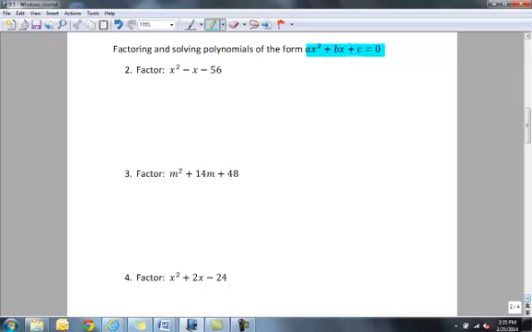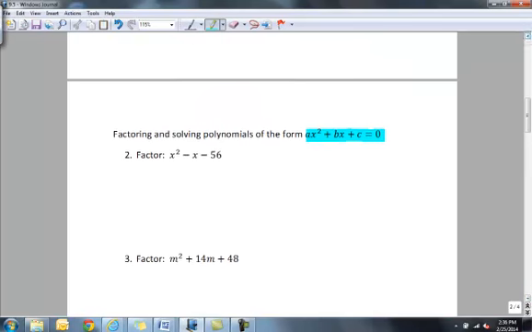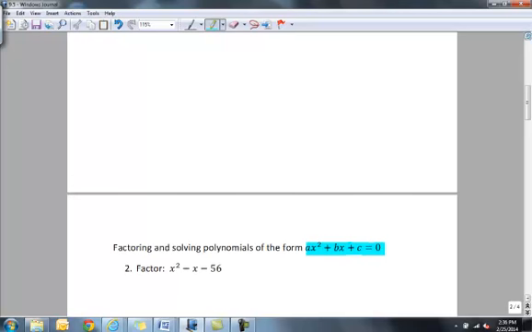So let's start off looking at number 2. x squared minus x minus 56. We're supposed to create a multiplication problem out of this, and right now it's a subtraction problem. Let's do this. I'll tell you what, let me reverse here real quick. Let me show you something that maybe gives us a little bit of momentum here.